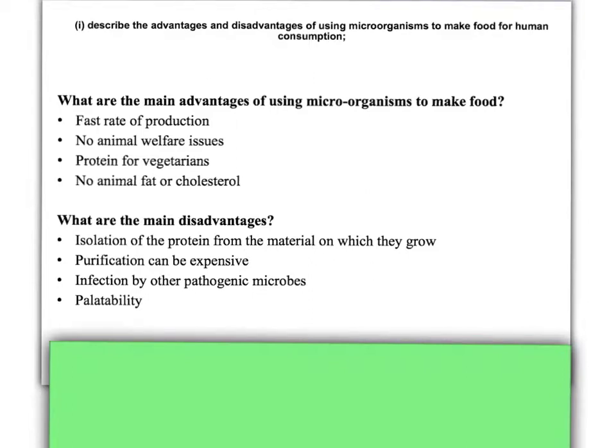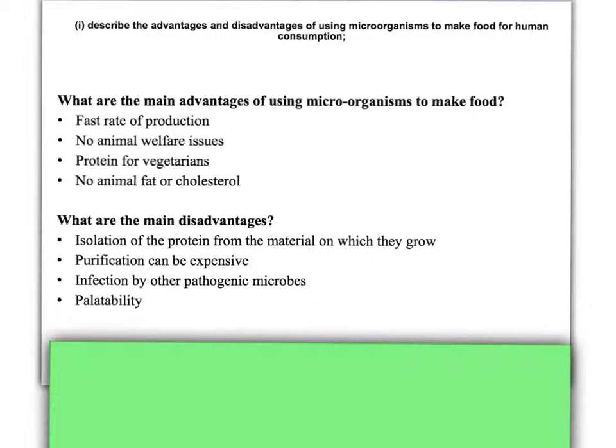Welcome to the third screencast on the diet and food production unit of F212. This screencast focuses on using microorganisms to make food for human consumption, and then latterly it looks at avoiding food spoilage. So dealing with microorganisms and food for human consumption, I've split this into two parts.